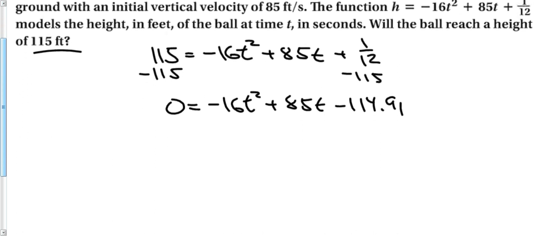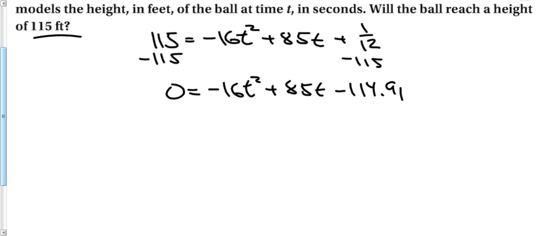Okay. If I want to know if this is going to reach a height of 115 feet, if I had 2 solutions to this, my golf ball would, yes. If this is 115 feet, if it has 2 solutions, the answer is yes, and it goes even higher. If this has 1 solution, that means that's the highest it ever goes. And if it has no solutions, that means that the golf ball just never got there.